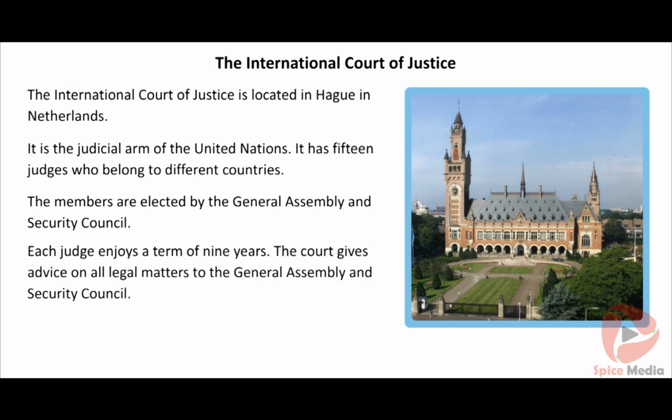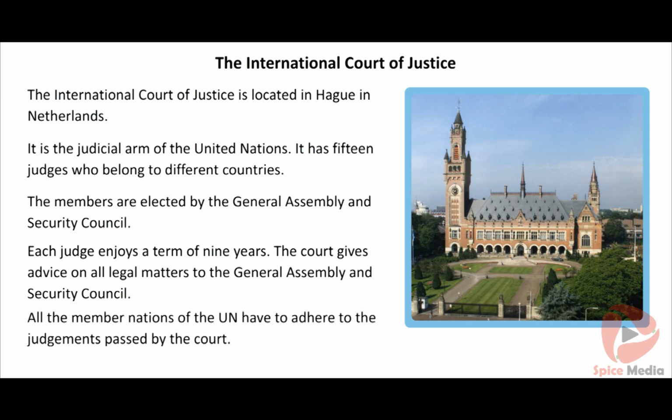Each judge enjoys a term of 9 years. The court gives advice on all legal matters to the General Assembly and Security Council. All the member nations of the UN have to adhere to the judgments passed by the court.